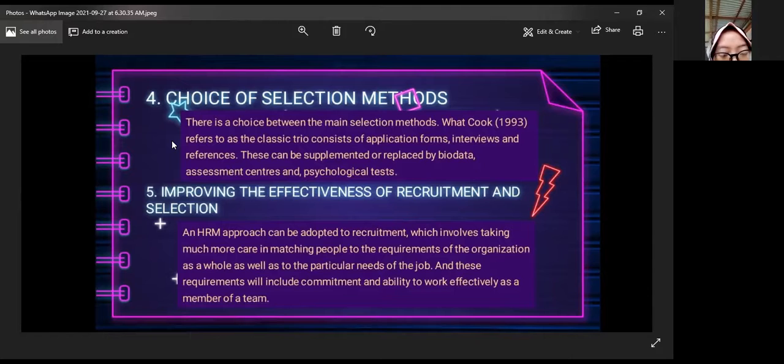And the next point is improving the effectiveness of recruitment and selection. An HRM approach can be adopted to recruitment, which involves taking much more care in matching people to the requirements of the organization as a whole, as well as the particular needs of the job. And this requirement will include commitment and ability to work effectively as a member of a team.